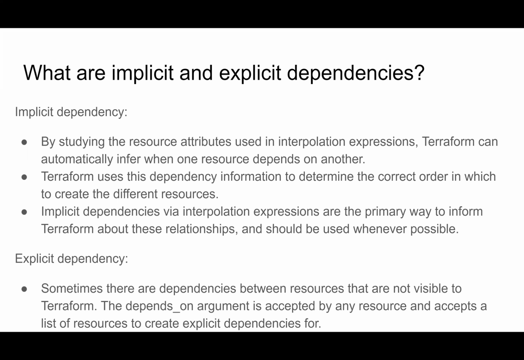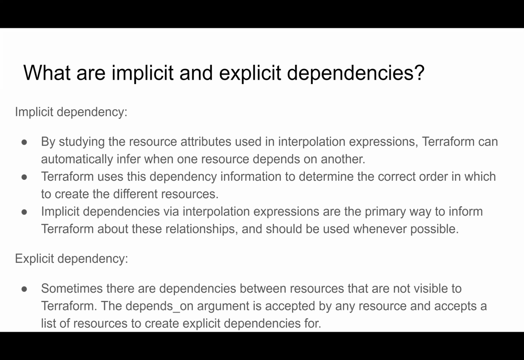What are implicit and explicit dependencies? So an implicit dependency uses dependency information to determine the correct order in which to create the different resources. So this is just Terraform determining what the dependency cycle should be. By studying the resource attributes used in interpolation expressions, Terraform can automatically infer when one resource depends on another.